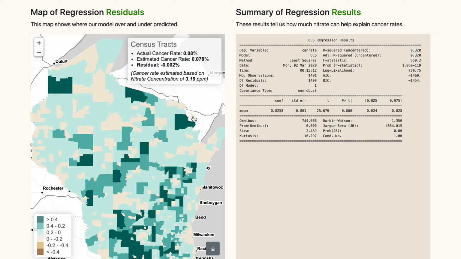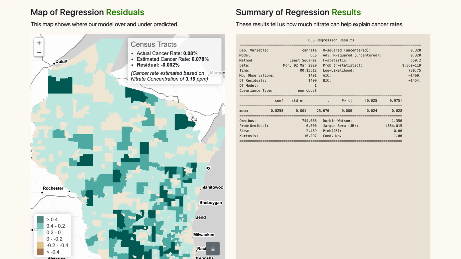And for each of these census tracts, we have a residual amount, and that's all the colors you see here. It's a map of the residuals. And a residual is just a fancy way of saying the error. All this map shows us is where the regression model over and under predicted, right?